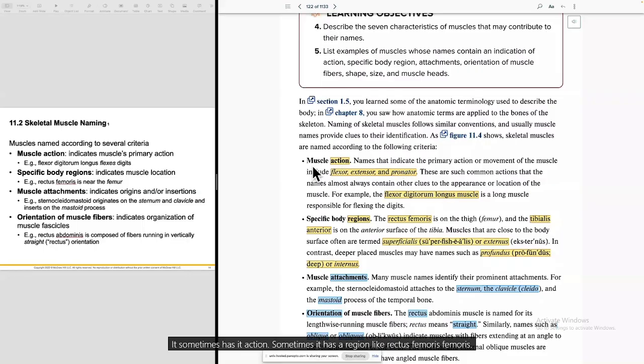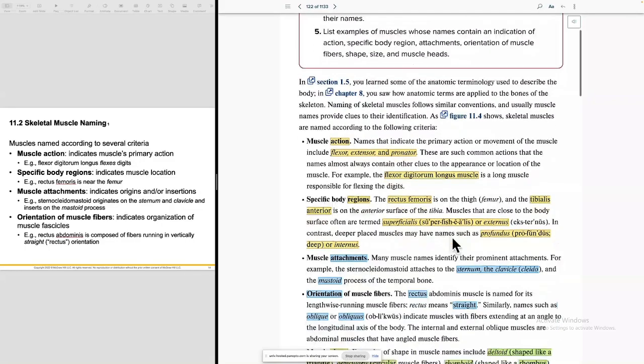It sometimes has an action. Sometimes it has a region, like rectus femoris. Femoris because this muscle is in the femur. Tibialis anterior. Dude, what do you call the muscle on the front of the tibia? Dude, that's the tibialis anterior. Dude, what do you call the one on the back? Dude, that's the tibialis posterior, right? It's named for where it is. Also, we could see like superficial and deep, or another word we learned in chapter 1 for deep is profund. Ooh, how cool is that, right? Sometimes we may have an internal and external version of a same muscle.